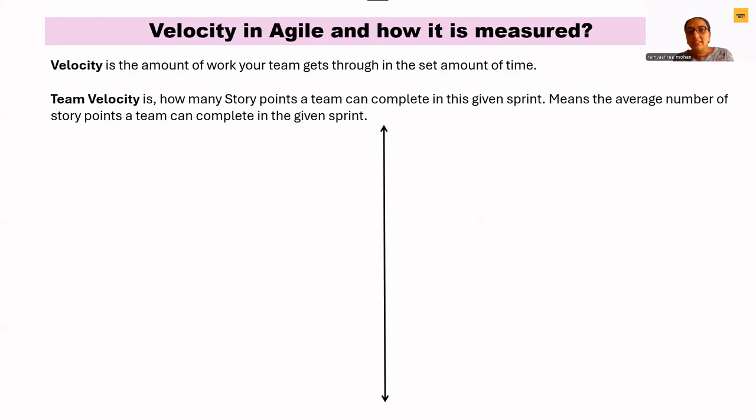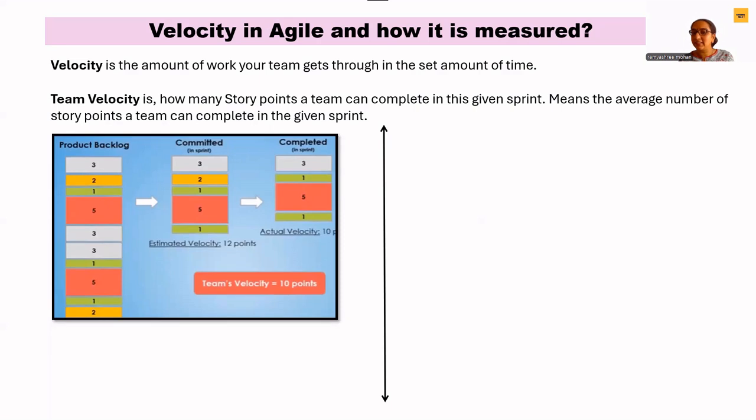Velocity is the amount of work your team gets through in a set amount of time. So team velocity is how many story points a team can complete in a given sprint. It means the average number of story points a team can complete in a given sprint. For example, let's say there is a product backlog and we have committed 12 points as a team. But now we delivered just 10. For XYZ reason, let's say there was a production bug that came into the picture.